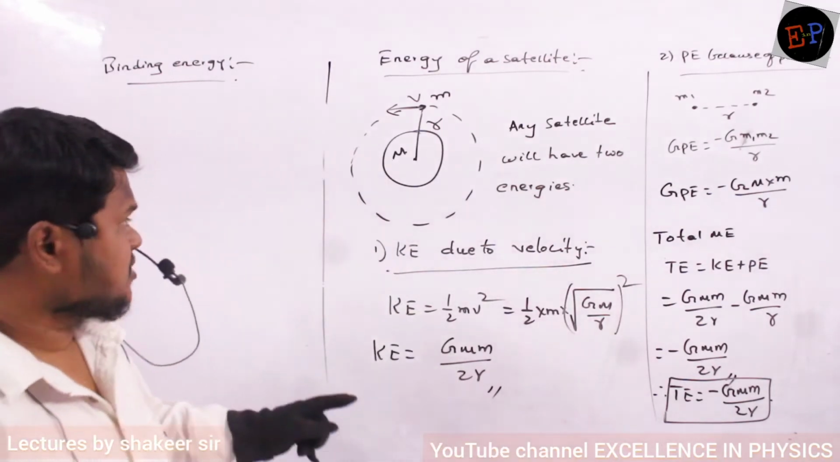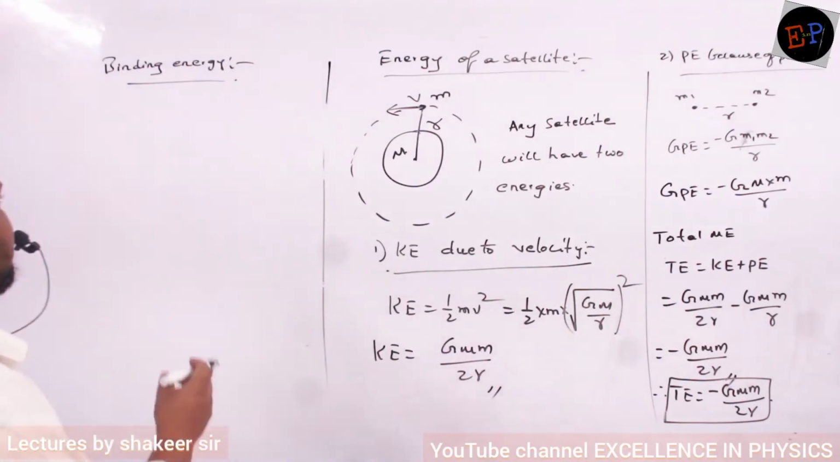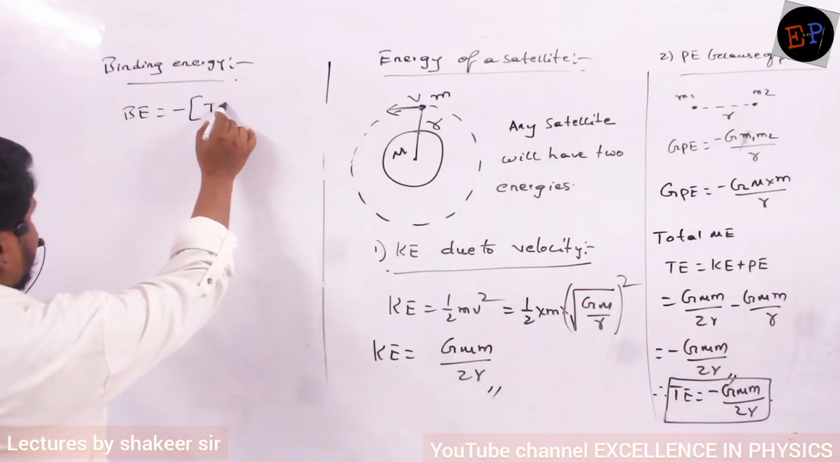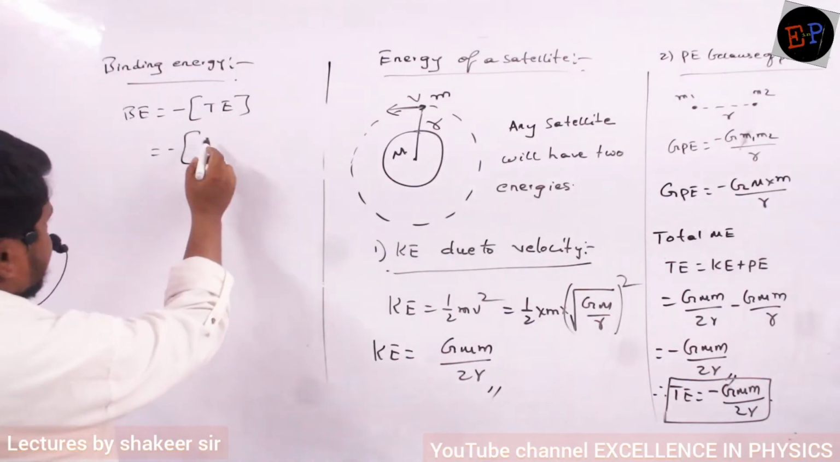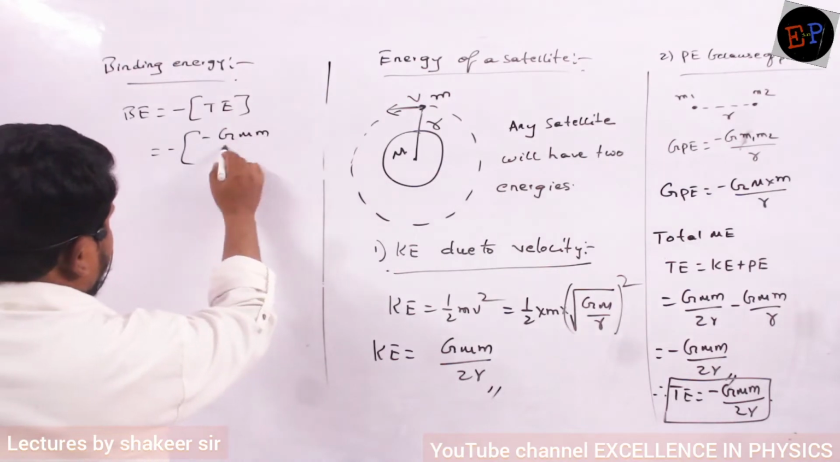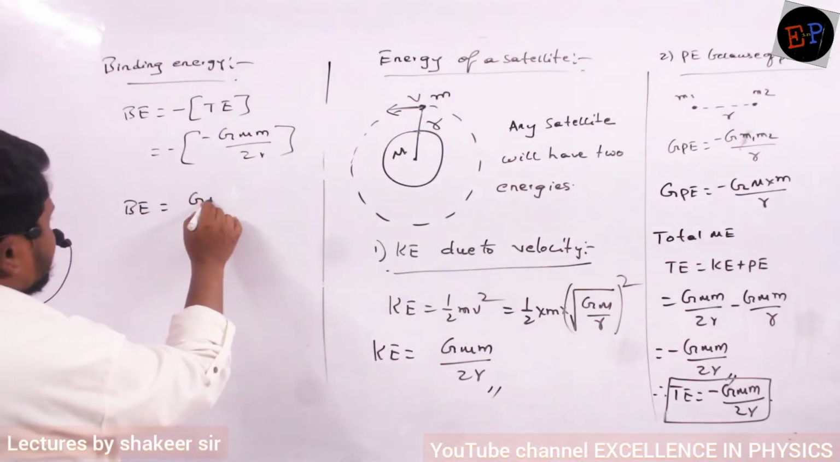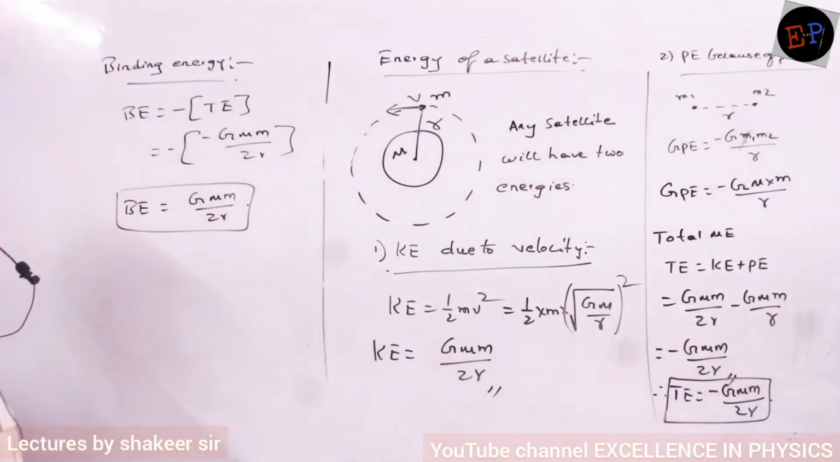And that exact positive energy is called binding energy. So how do I write binding energy? Binding energy is nothing but the negative of total energy. So negative of, what is the total energy? Minus G M m divided by 2R. So binding energy is G M m divided by 2R. This is the relation.